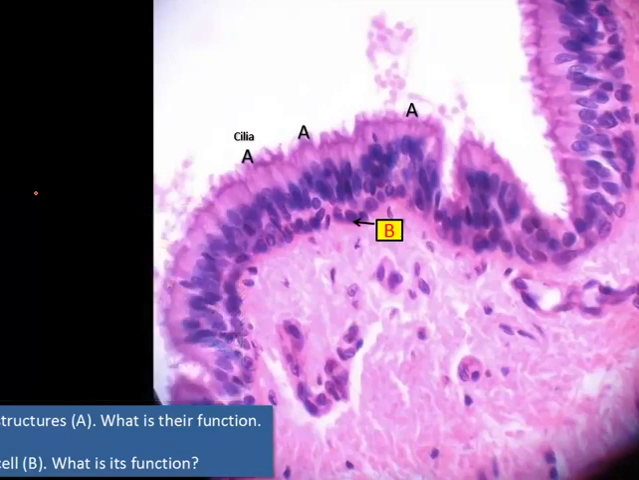It should be remembered that the cilia are so fragile and are vulnerable to damage by inhaled toxic chemicals like cigarette smoke, or car exhaust fumes, and by bacterial and viral infection. For the second part of the question, note that in this epithelium, not all the cells extend to the luminal surface.